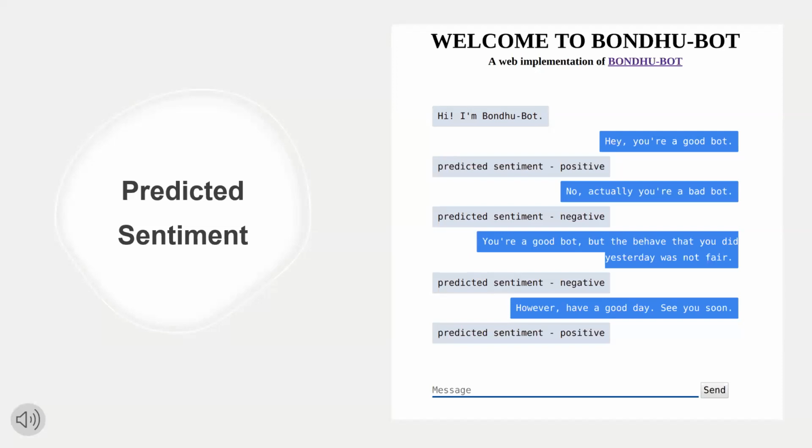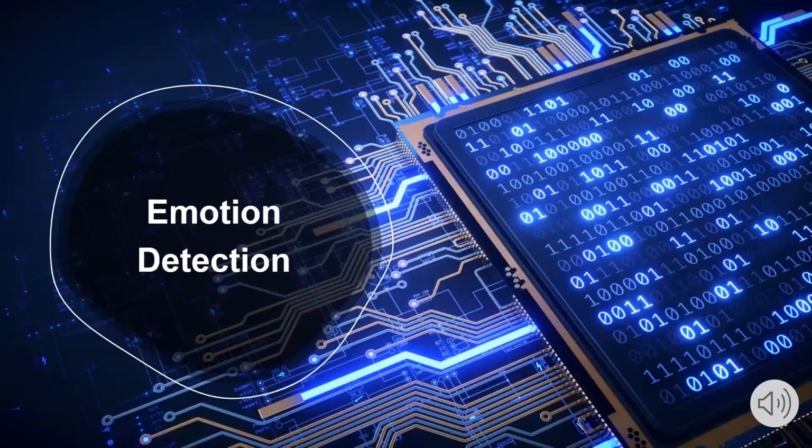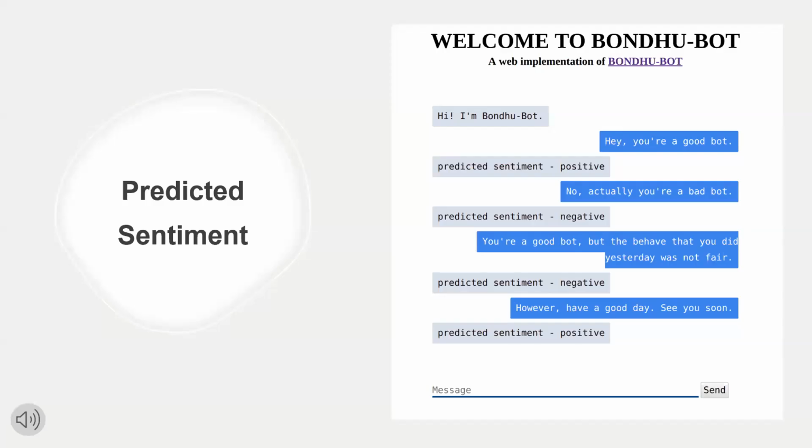All right, next is our emotion detection. Okay, before I move to emotion detection, one more thing I would like to speak about sentiment. That is how our bot predicted. We set the confidence levels from 0 to 1. So if the value was greater than 0.5, our bot predicted a positive sentiment. Again, if the value was less than 0.5, the bot predicted a negative sentiment.